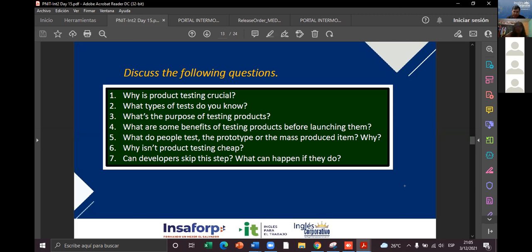Maybe the company uses the testing product because they want people to know their new product. For example, the new telephone, the characteristics of the telephone, or for example, the testing of food. I think this.